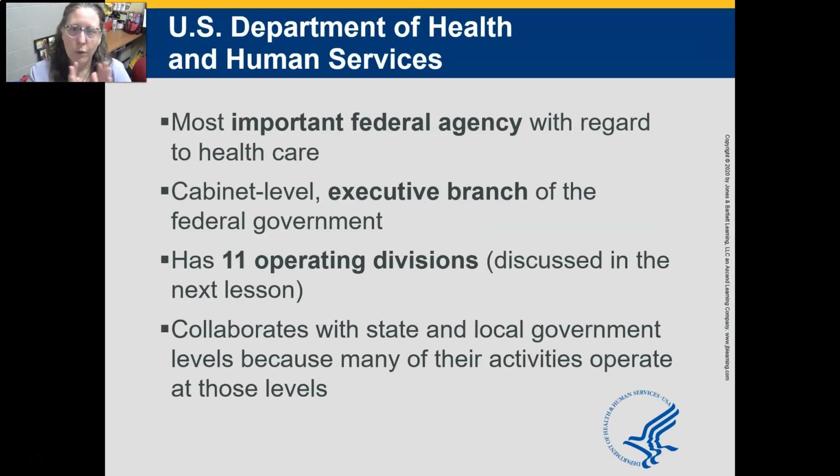And so we're going to start with the most important federal agency with regard to health care. And this is cabinet level, meaning at the level of the president, right? It is an executive branch, meaning part of the branch of the government that's all about getting things done, right? Enforcing laws, enforcing rules and regulations. And it's a branch, of course, of the federal government. So the U.S. Department of Health and Human Services has 11 operating divisions, which are going to be discussed in the next lesson. We'll go over all 11 of them.